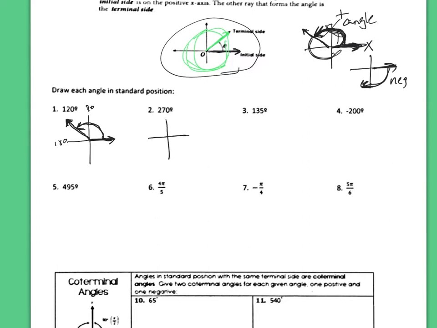Now 270, we know exactly where this is. Everyone should have the exact same location. 270 is clearly right straight down there. So we always start here. So here's our beginning. And we want to go the big way because we want to do 270 degrees. So we spin around this way, and 270 is right there.